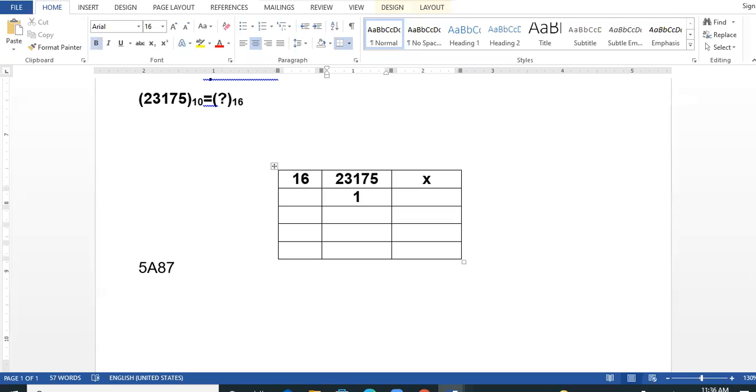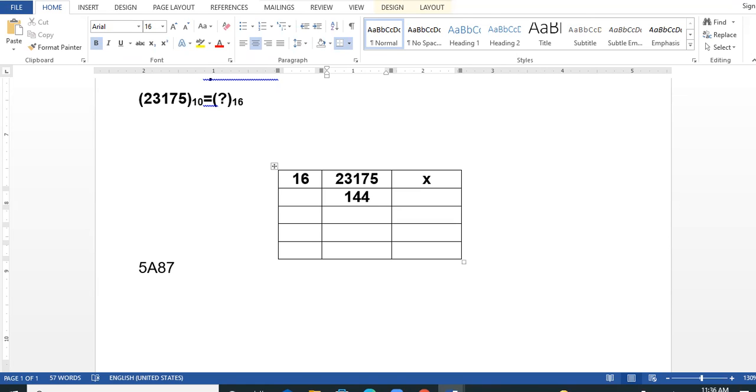16 ones are 16, remainder 7. Then we get 71 from the top. 71 minus 64, it will go with 4. 71 minus 64, remainder 7. Then we get 7 from the top. 23, 16, 7. Okay, 7 came from the top. 77, again 64, we get 13. Okay, then we get 5 from the top.